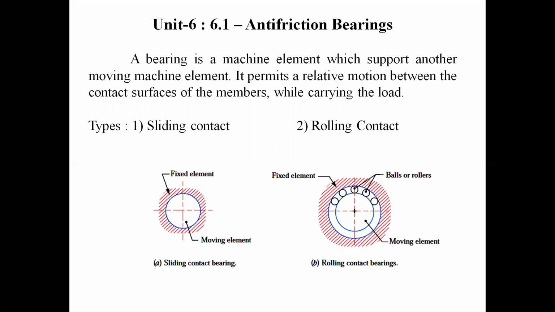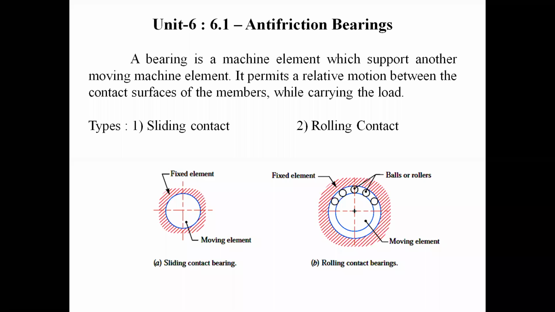Basically, there are two types of bearing. Bearing के दो type हैं. One is sliding contact bearing, another is rolling contact bearing. In front of you, the first figure on the left side is the sliding contact bearing. In the sliding contact bearing, you will find that there is a moving element or shaft which is moving inside the fixed element. You will not find anything in between because there is lubrication.